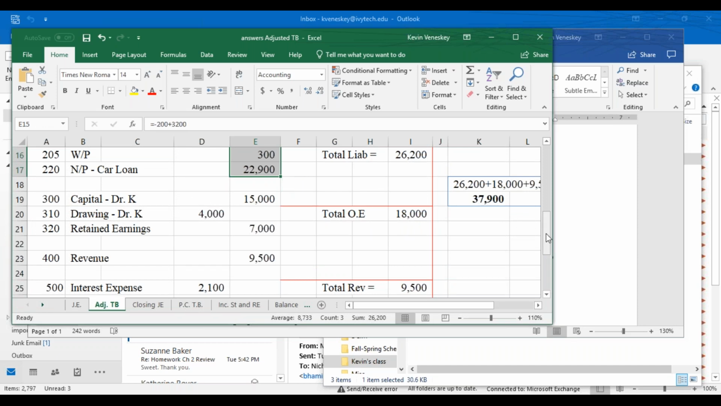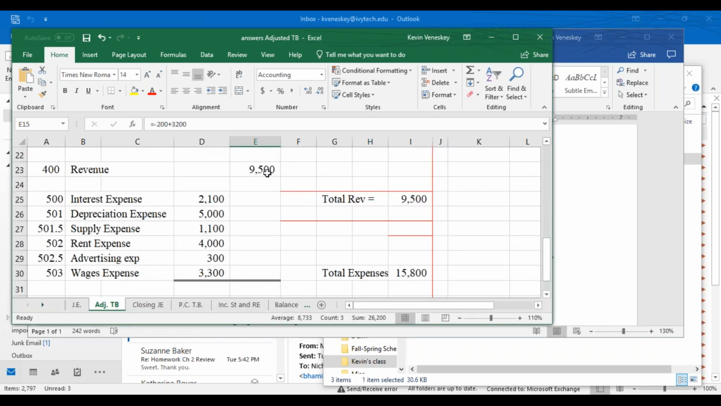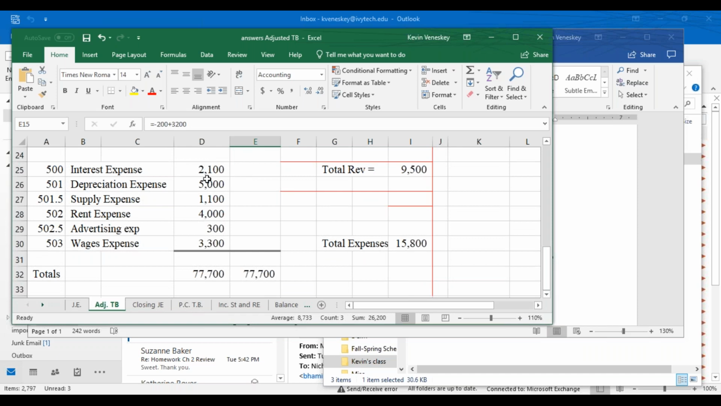My retained earnings, we're going to talk a lot about that in week 4. And then finally, my revenue minus all of my expenses. And all the expenses are on the debit side. And then when I total everything up, the debit and credit still do total 77,700.